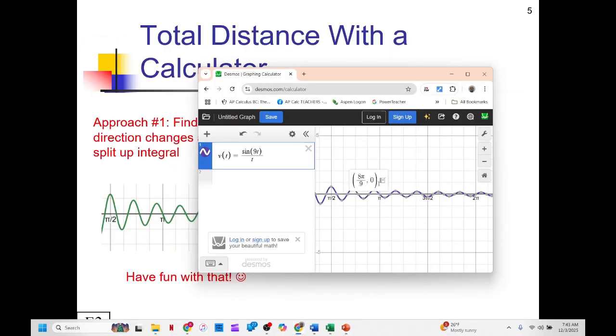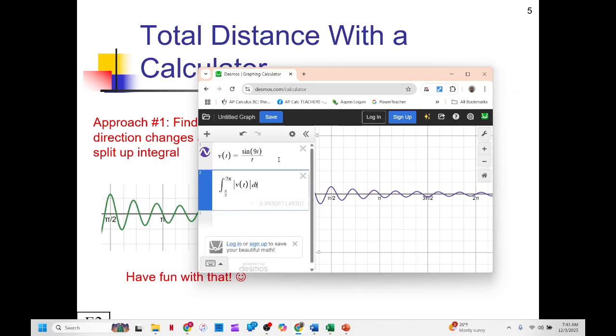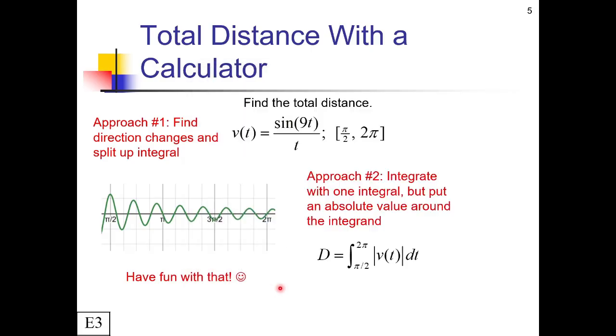So going back to Desmos and implementing this, we're just doing integral from pi over 2 to 2 pi of, and now we'll just do the vertical bar to open absolute value, v of t, close the vertical bar, dt, and that comes out to about 0.883 and some change. So there we go, much faster.